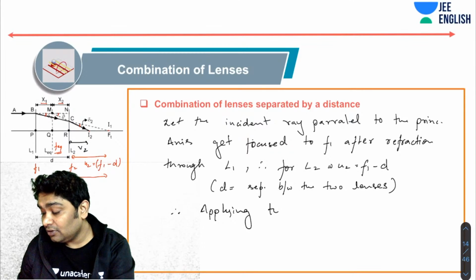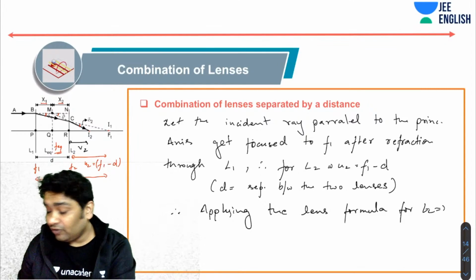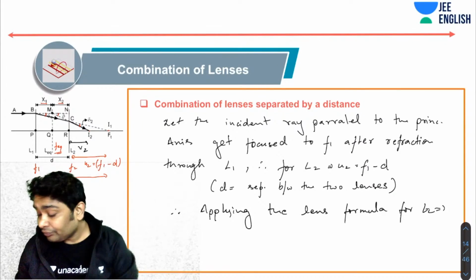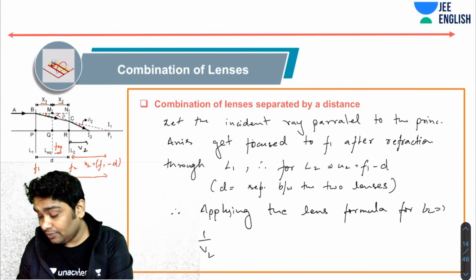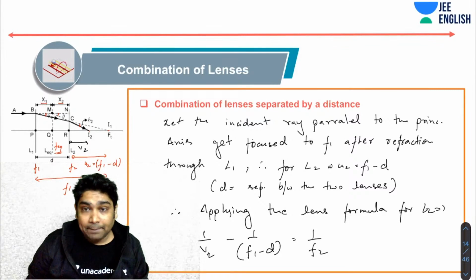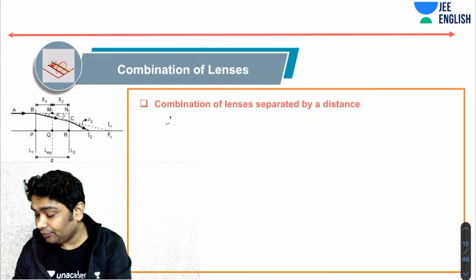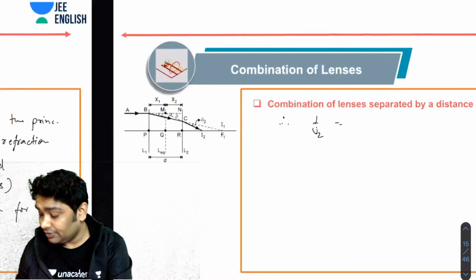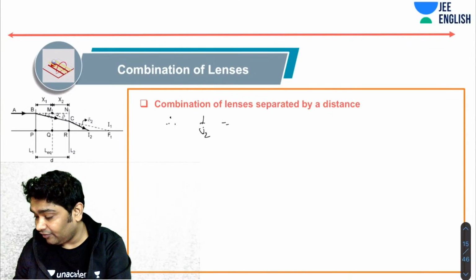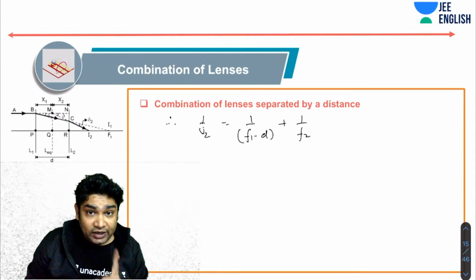applying the lens formula for L2. Let's see what that will give me. For L2, if I apply the lens formula, I'll get 1 over V2 minus 1 over F1 minus D equal to 1 over F2, correct? So now once I know this, therefore 1 over V2 equals 1 over F1 minus D plus 1 over F2. Now, please note that the signs have already been taken in.